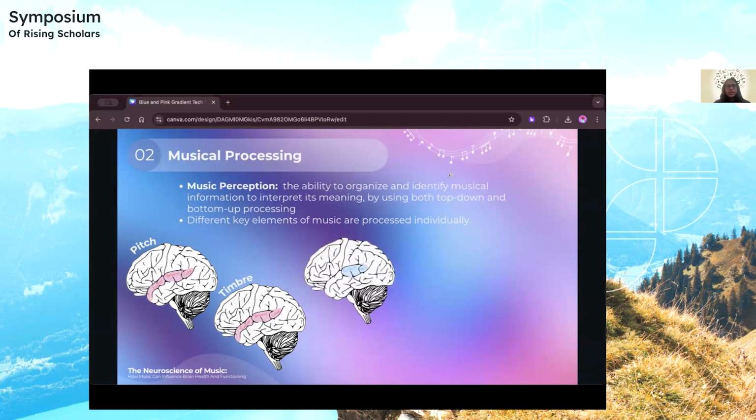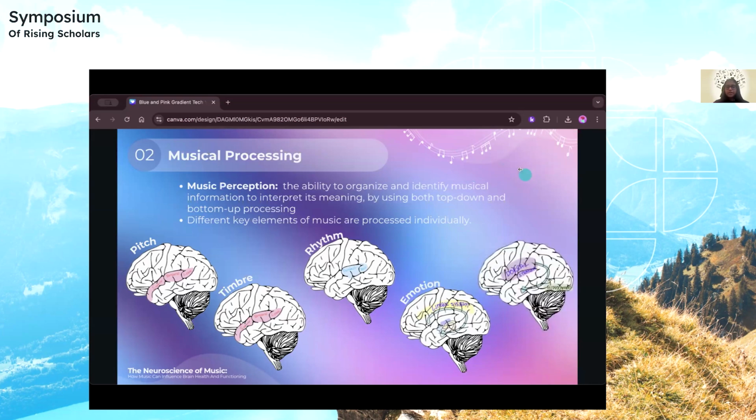We have rhythm, which is going to be processed in the parabelt and the belt areas, which is more in the auditory cortex. We have emotion, which is processed in the limbic system, which includes the amygdala and the hippocampus as well. And then we have anticipation, really how we predict the next part of the music we're going to listen to, and that's going to be in the dorsal striatum and the hippocampus as well.